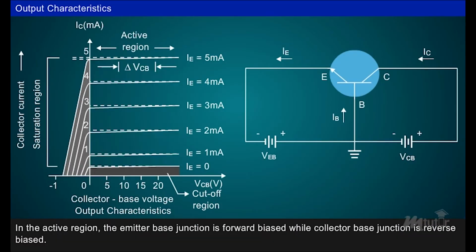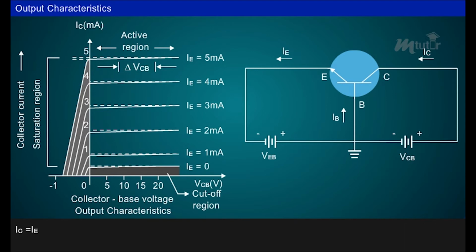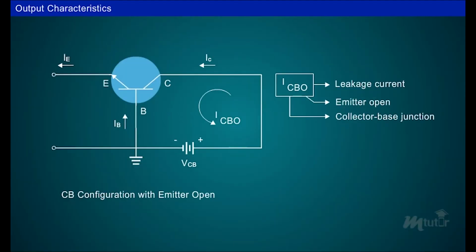For the operation in the active region, the emitter base junction is forward biased while collector base junction is reverse biased. In this region, collector current IC is approximately equal to the emitter current IE, and the transistor works as an amplifier. If the emitter current is 0, the collector current is simply ICBO as shown in figure.